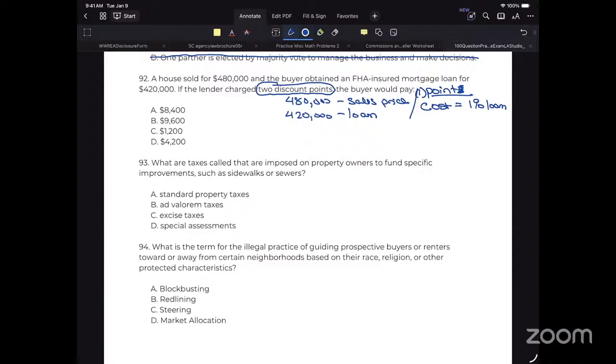And if we're trying to move an interest rate, it'll move it 1/8%, which is 0.125%. In this case, we see it's 2 discount points, so we need 2% because 1% plus 1% is 2%. If our loan is 420, if I do 420 times 2%, I should get an answer. I got 8,400, making our answer A.